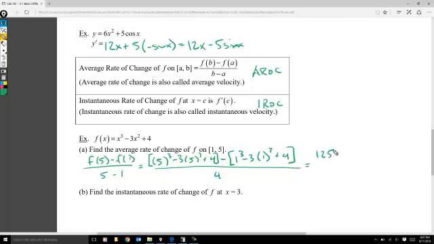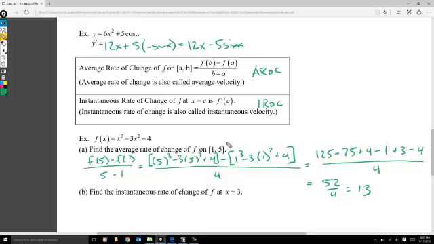We got 125 minus 75 plus 4 minus 1 plus 3 minus 4 all over 4. Okay, minus 4. And because I'm so smart, I know that's 52 over 4, which is 13. So 13 is our average rate of change, meaning that is the slope of our function on this interval between 1 and 5.